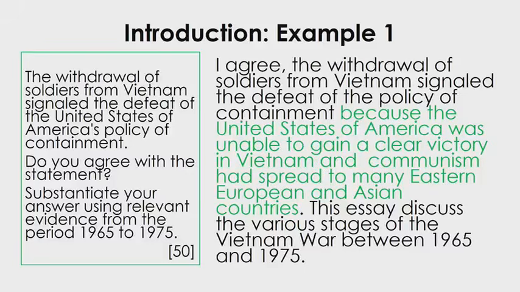So you'll see, grade 12s, I've got 3 clear steps. 1, I've taken a stance. Then I made direct reference to the question and quote that had been given to me. Then I've provided the marker with a reason in order to support my stance. And then I point out to the marker how I will go about proving my stance: that I will discuss the various stages of the Vietnam War between 1965 and 1975.